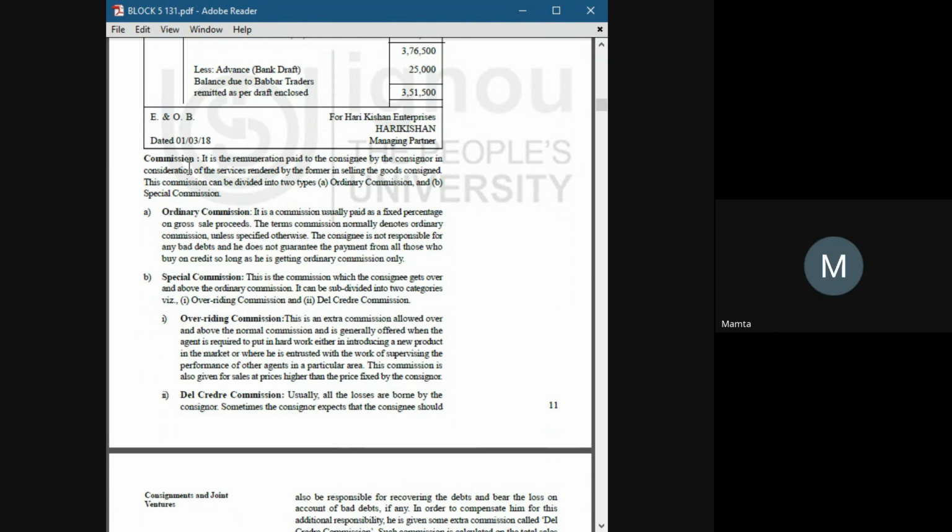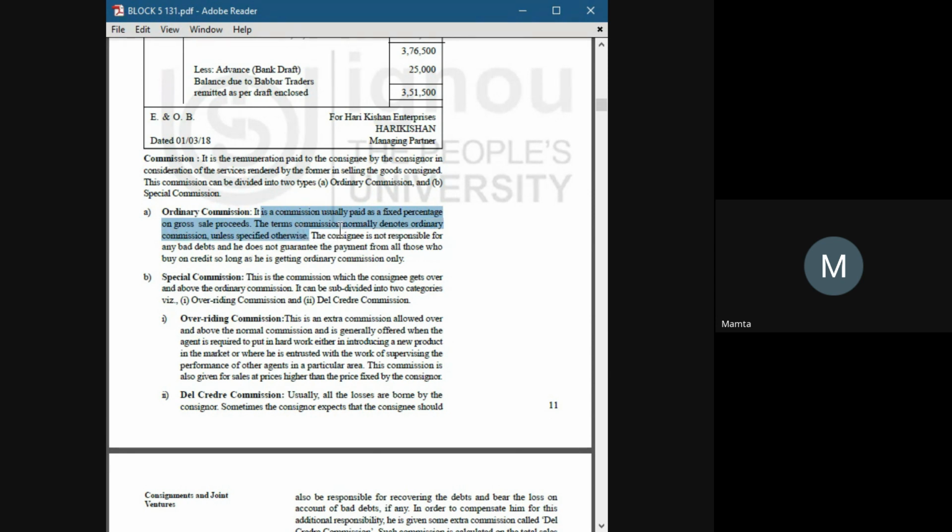Okay. Now we calculate commission for two types: ordinary commission or special commission. Ordinary commission is when the question generally says that 10% commission is provided on sales only. It is a commission usually paid at a fixed percentage on gross sale proceeds. The term commission normally denotes ordinary commission, unless specified otherwise.